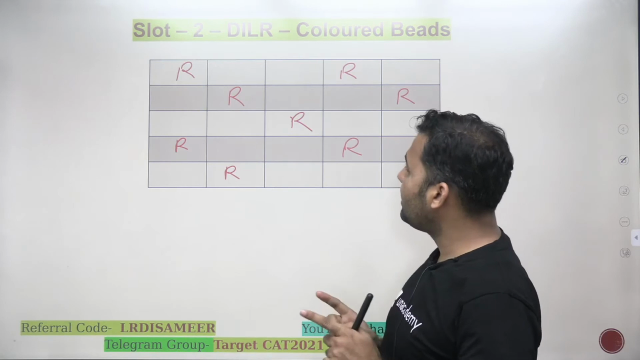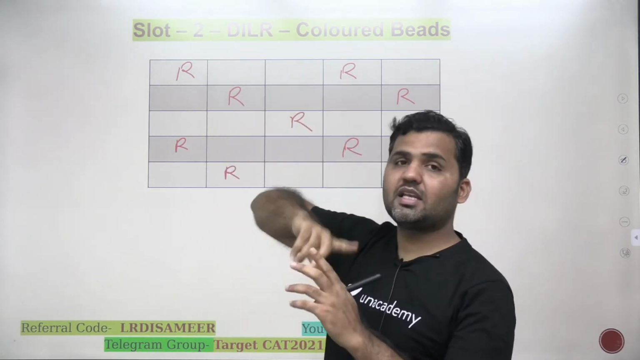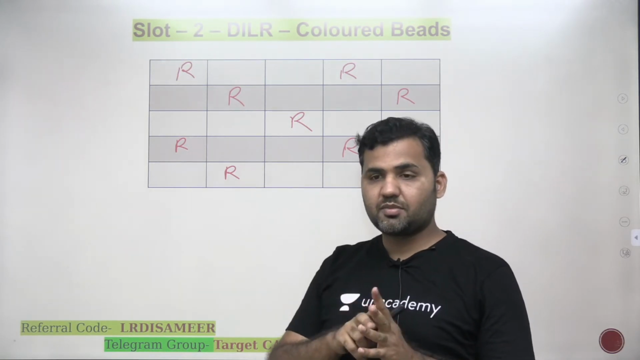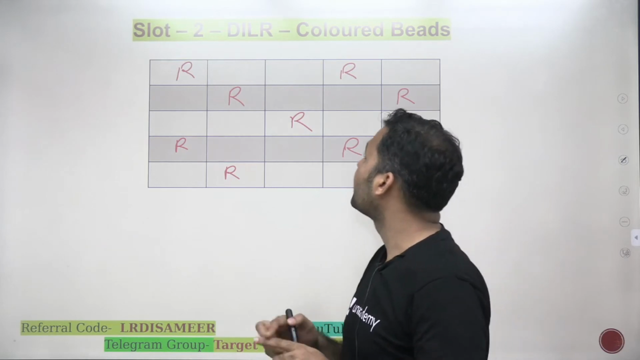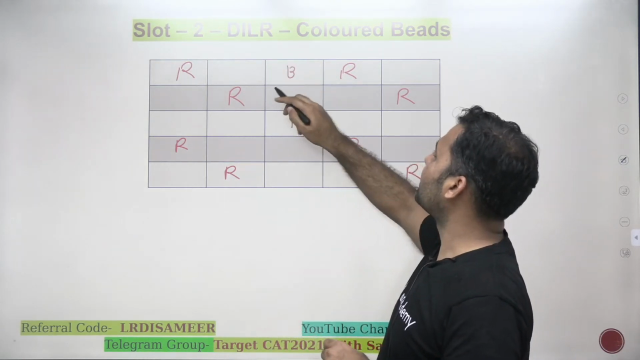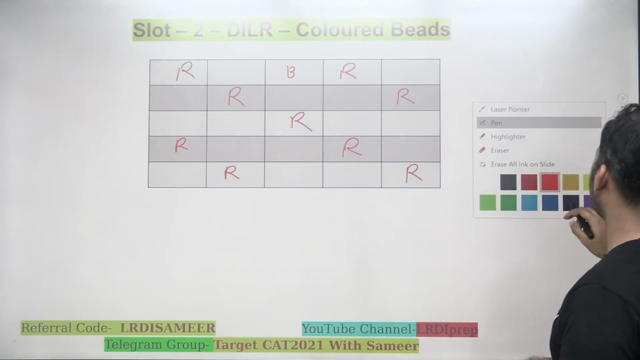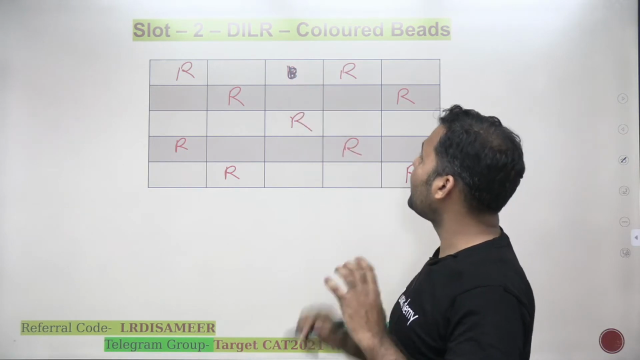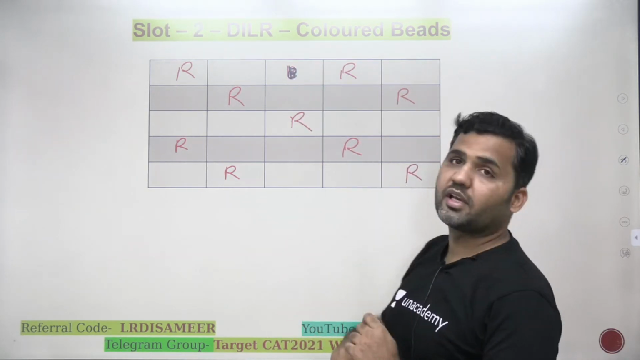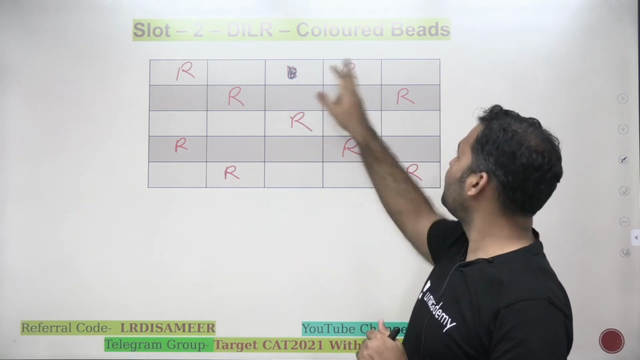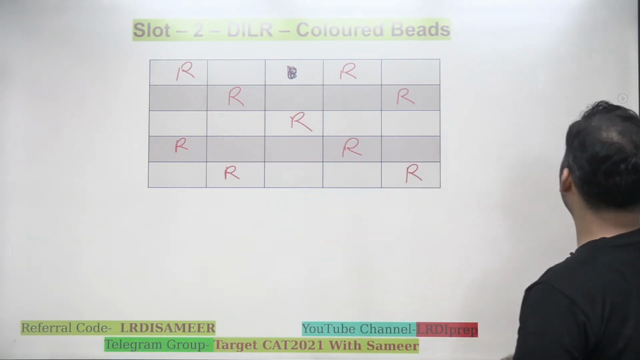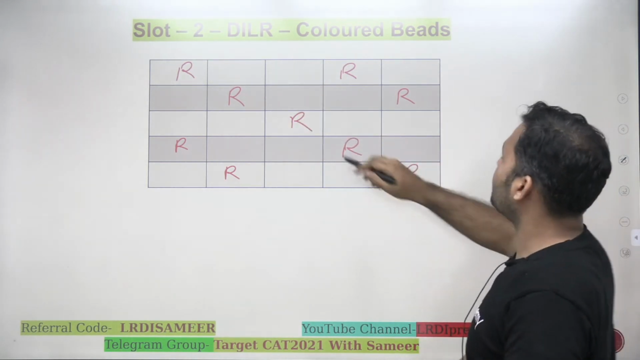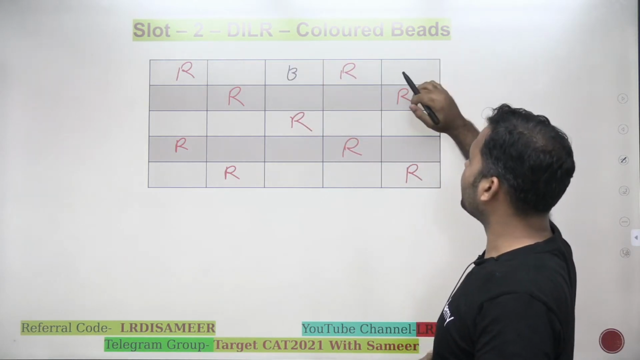Now, I also need to make sure that between these two red, one green and one blue should be used. At least one green and one blue should be used. But then there's also a condition that between any two blue, there has to be one green. So if I'm placing blue here, let me use the color blue here, right? If I'm placing the blue bead here, I need to make sure I'm not placing blue here. Why? Because between any two blue, there should be one green. So if I'm placing blue here, I cannot place blue here, right?